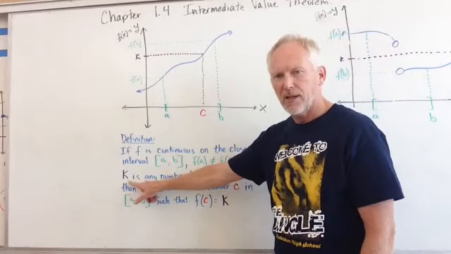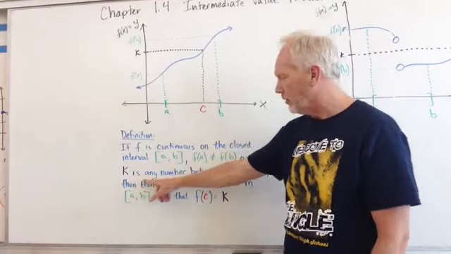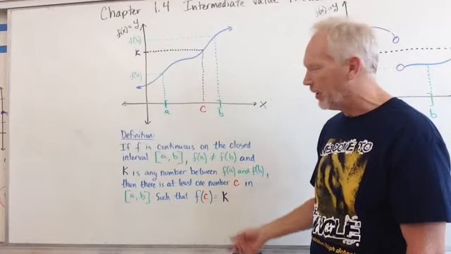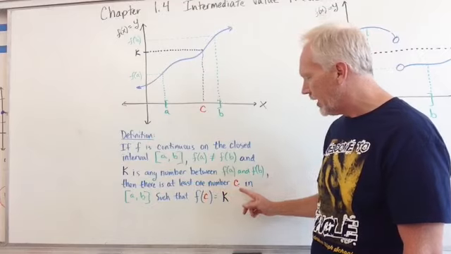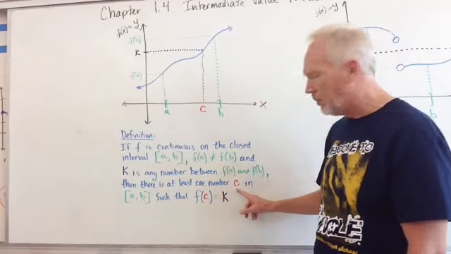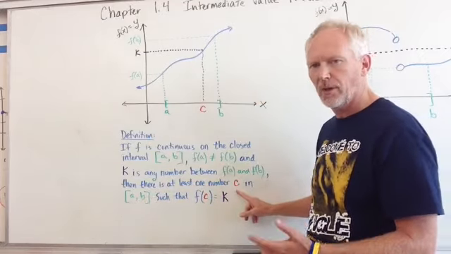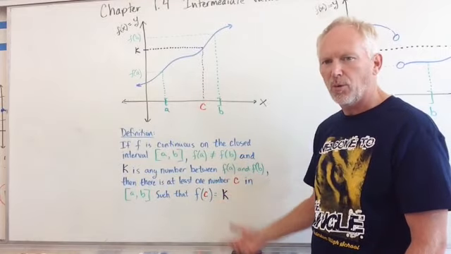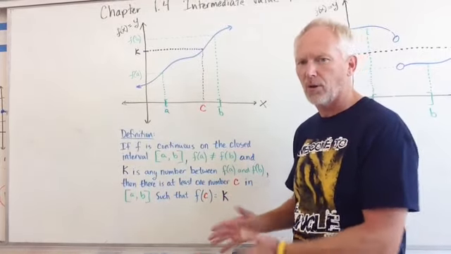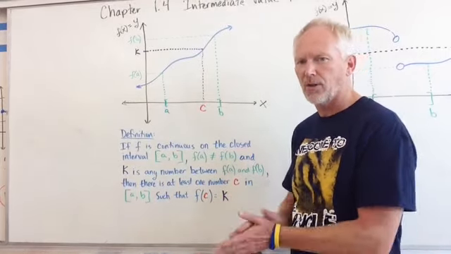So it would break some other rules there. And k is some value that is any number between f of a and f of b. So in between those two y values is what we should find. If those things happen, then there is at least one number c in the interval. So c will be an x value, just like we do with limits, in the interval from a to b, such that f of c will equal that k value. All right, well, that's a lot of words. Let's see what it means and what it looks like in pictures.